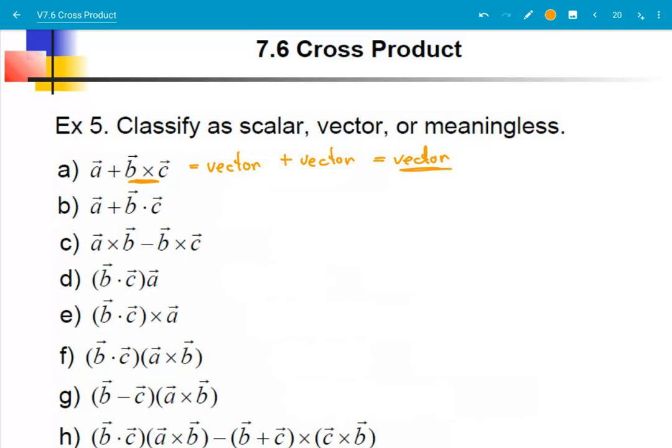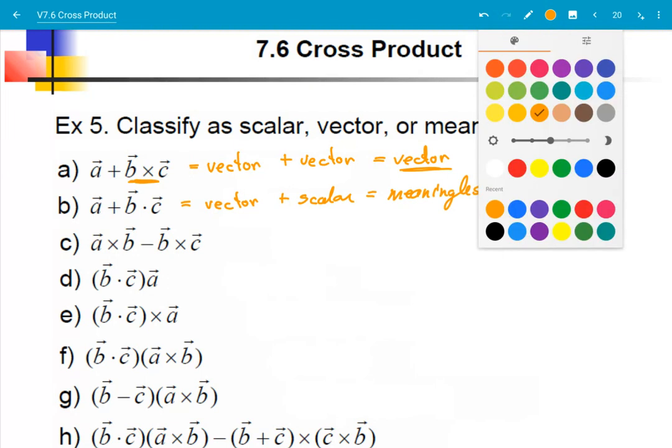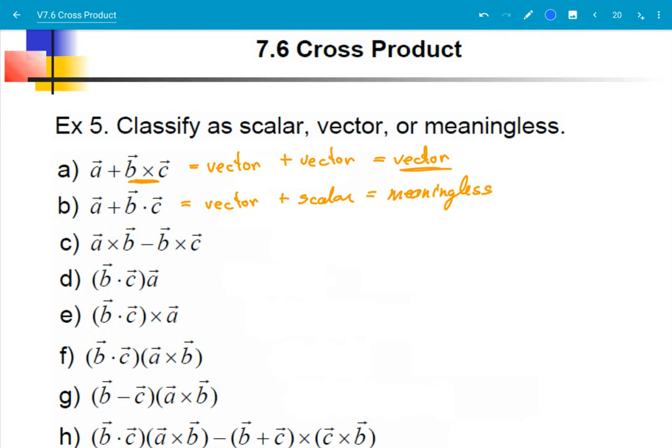So the answer is either a scalar, vector, or meaningless. This means a vector. A dot product results in a scalar, a vector, or meaningless. Well, of course, it's a scalar. Can we add a vector and a scalar together? No, so meaningless. Get the idea? Go ahead and go through and then start the video again and watch a few more, and then you can check the rest. So this is vector minus vector.